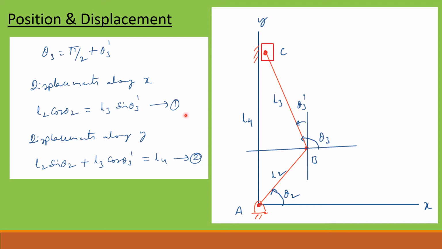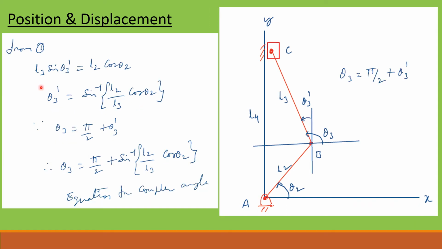Similarly, let us write equations along y direction. Again from this picture, the vertical displacements L2 sin theta 2 plus L3 cos theta 3 prime is equal to L4. Let us call that equation 2.